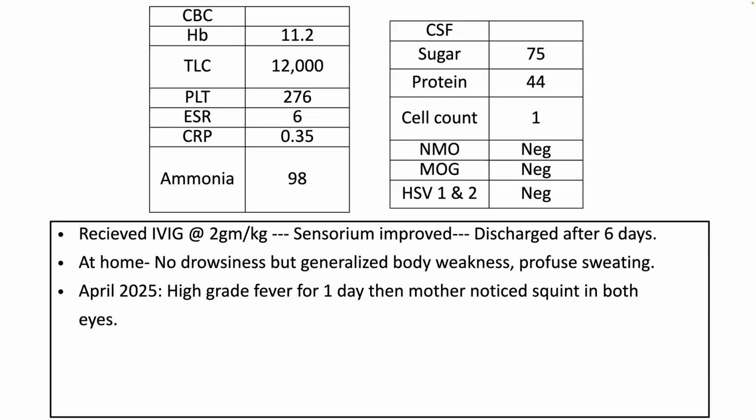In April 2025, she again had a high-grade fever spike for 1 day. Then the mother started noticing squint initially in the right eye, and over the next few days she developed squint in the left eye also. So again she was admitted and they did her second MRI, which we'll see.